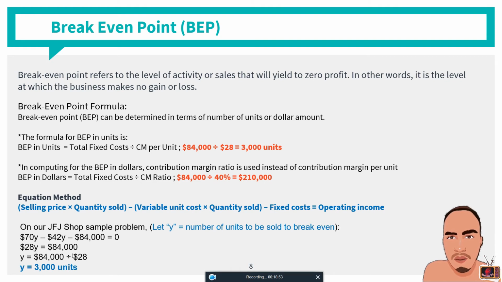So we'll transfer this 28 in as a denominator. So by cross multiplication, y is equal to 84,000 divided by $28. So y is equal to 3,000 units. So we just showed how to compute for the break-even point.